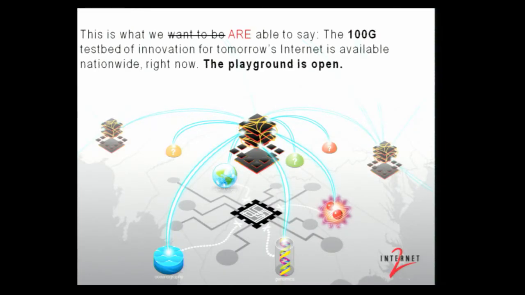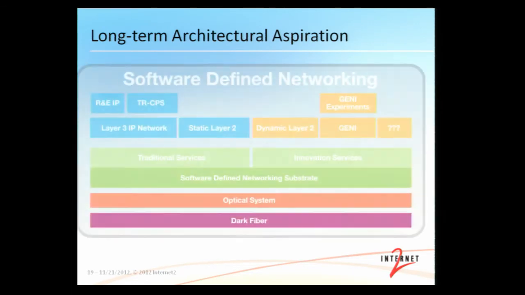This is a picture we put together for a GENI meeting, trying to show that we're blowing up the network stack. What we want to be able to say, and now are able to say, is that we have a 100 gig testbed of innovation for tomorrow's internet, open and available today. Next slide. So where are we trying to go with this? In some sense, on a common network platform, we're trying to build both our traditional services and our innovation services running in the same environment, and doing that on top of a software-defined networking substrate. Next slide.